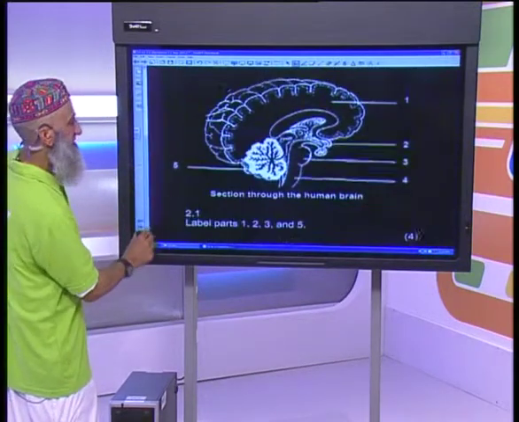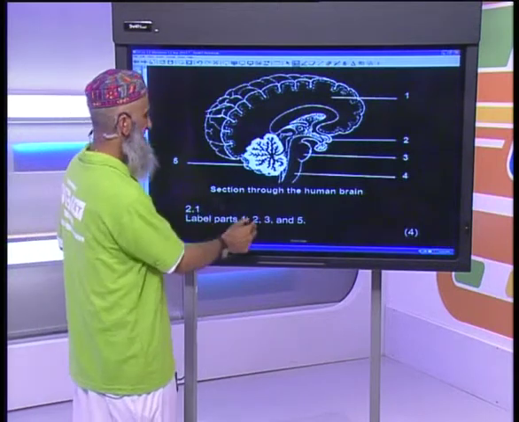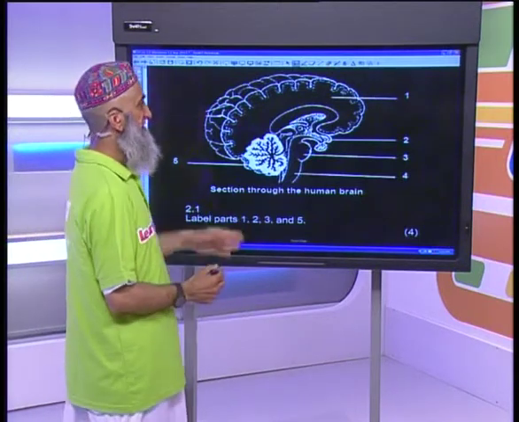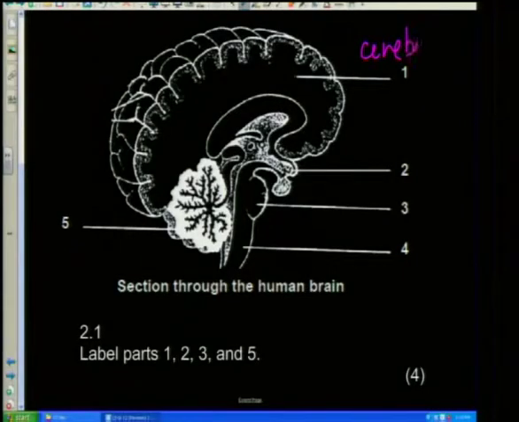The next question deals with the brain. The first question says label parts 1, 2, 3, and 5. Part 1, very easy, cerebrum. I'm going to change part 2's label line slightly. I'm going to put it there, which is more applicable for your work.